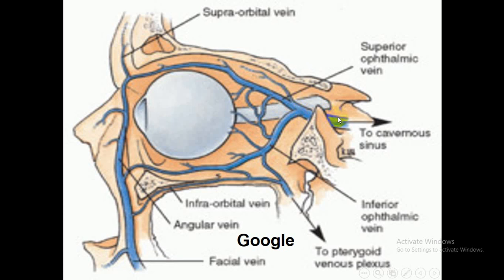So every structure passes through the superior orbital fissure except the optic nerve, and the ophthalmic artery passes through the optic canal. Both veins receive numerous tributaries in the orbit and pass through the superior orbital fissure to open into the cavernous sinus either separately or by a common trunk. Meaning they either unite and drain into the cavernous sinus, or each one drains into the cavernous sinus separately. This is all about the orbit.